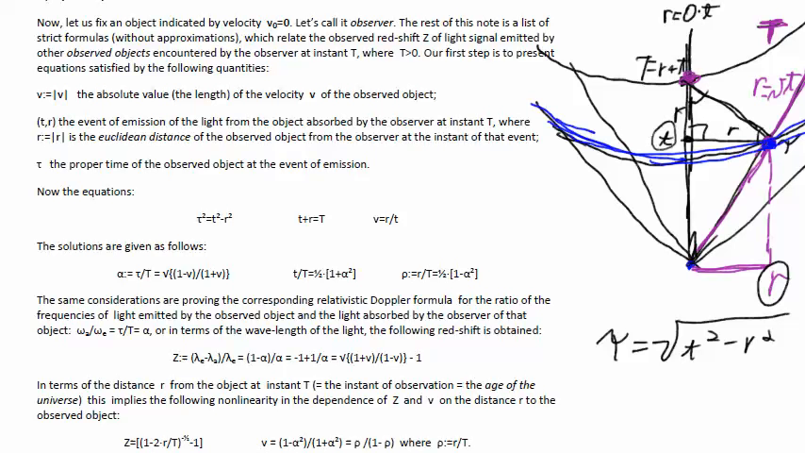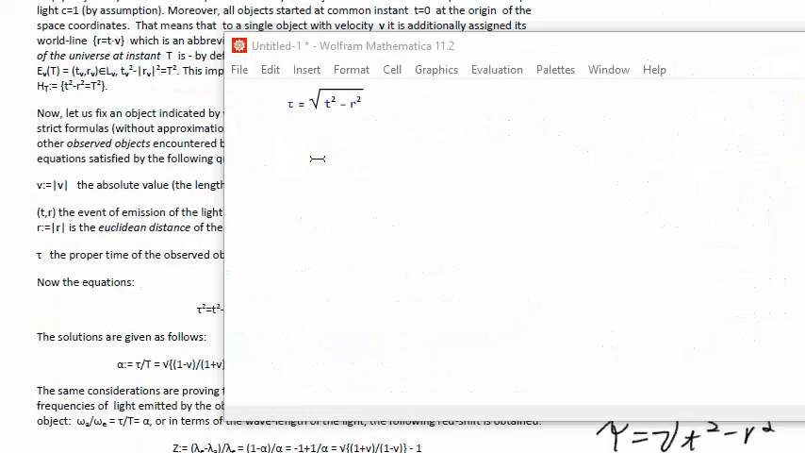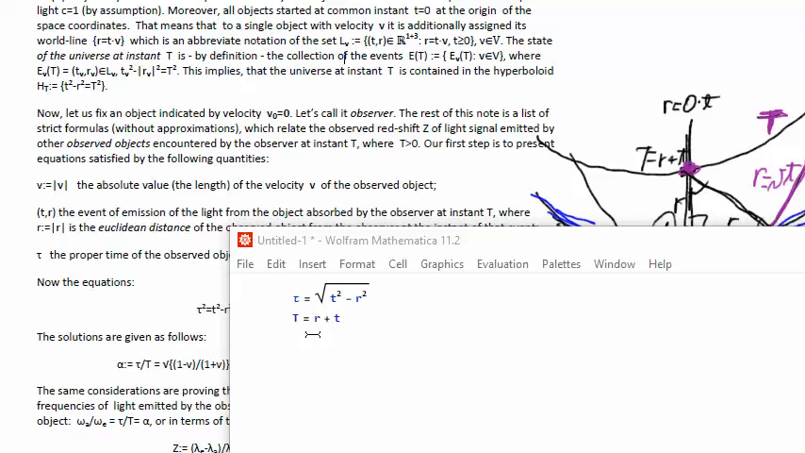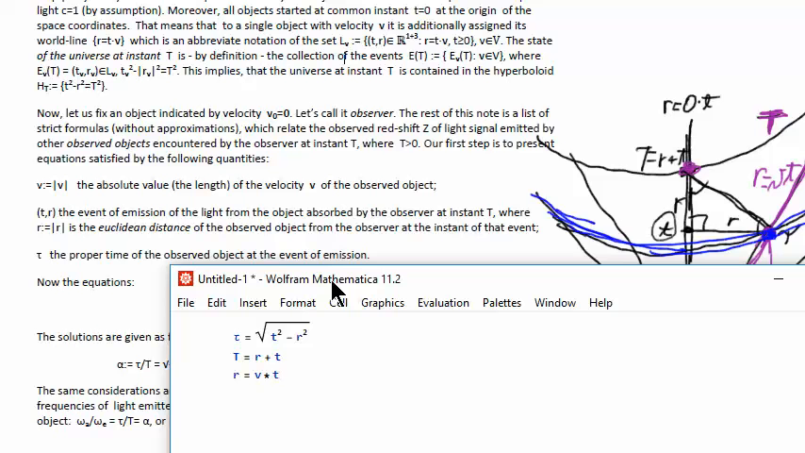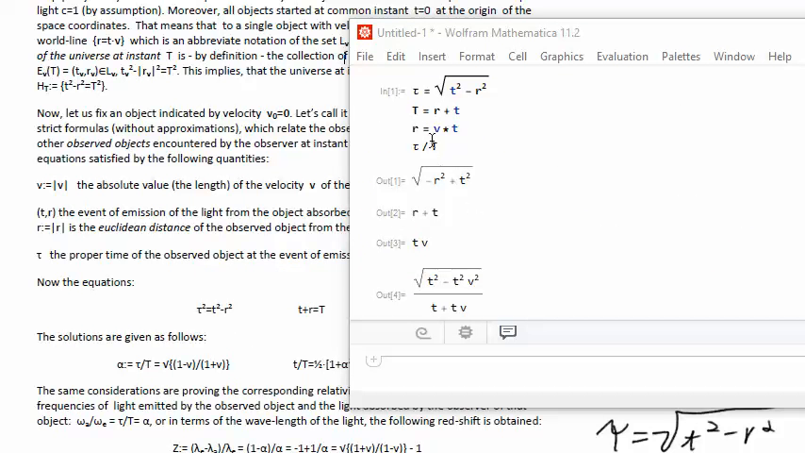I'm too lazy to do the math myself, but I'll plug it into Mathematica and see if I can get that result real quick. So I'm plugging in tau equals the square root of t squared minus r squared, and big T is just r plus t, and little r is v times t, and then I tell Mathematica to calculate the square root of tau over T. It gives me the square root of t squared minus v squared t squared over t plus vt.